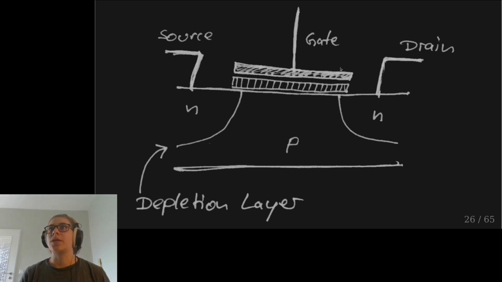So I drew this picture here. And this is really nice. This is basically a look inside the transistor. The lower part that is called N and P and N, this is the silicon wafer.